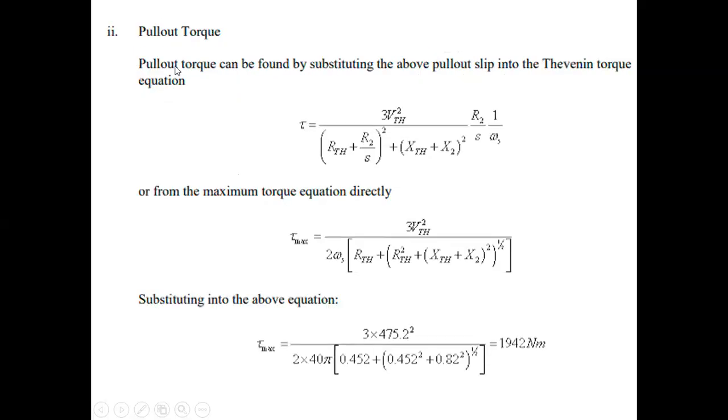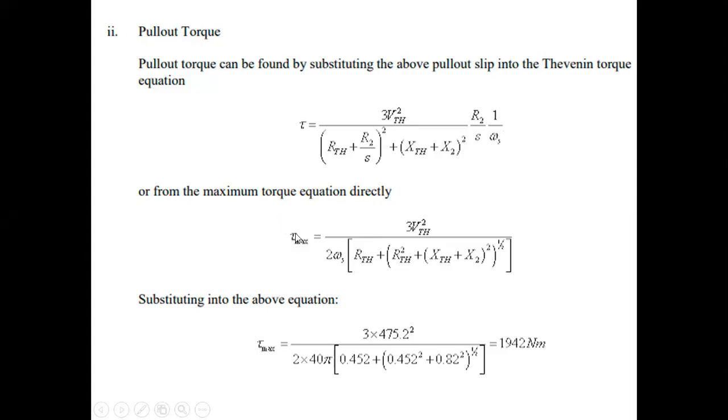So that is the slip at which maximum torque occurs. Then pull-out torque, or the maximum torque. So first of all, we need to get the torque. If we recall from our notes, the torque was given as 3 times the Thevenin voltage squared over the impedance, or put in absolute values is R Thevenin plus R2 over S, and X Thevenin plus X2 squared, then multiplied by R2 over S, and then divided by the synchronous speed.